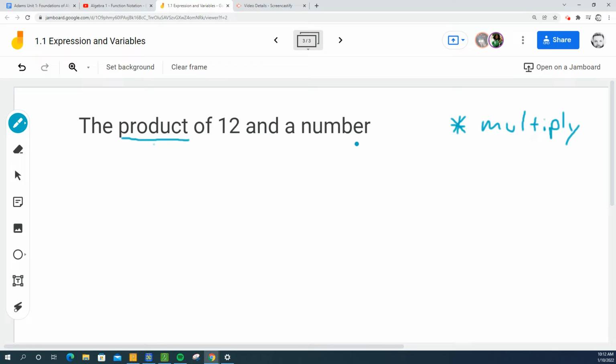Do we know what that number is? No. So what do we do with a number when we don't know what it is? We make it a variable. So this would be 12 times n, which is the same as just 12n. Okay? Let's do another one.